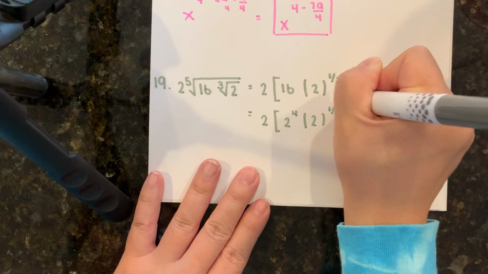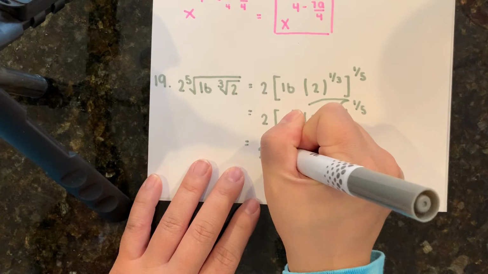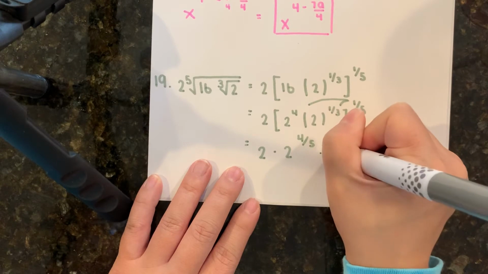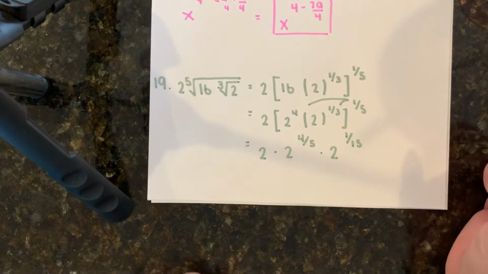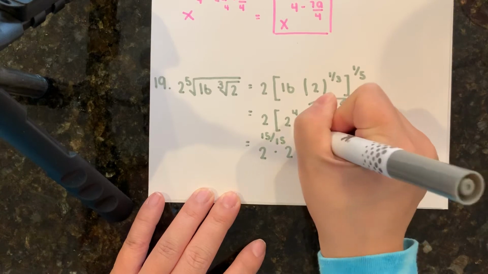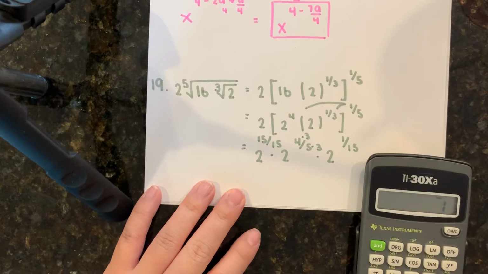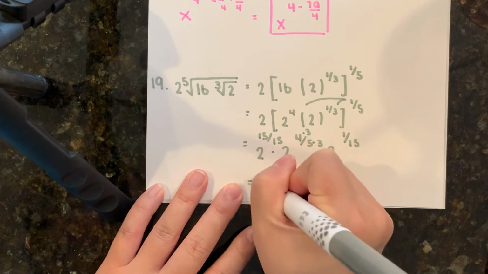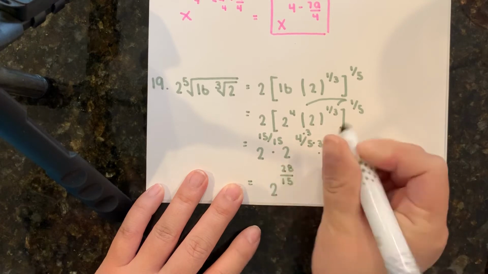Now I'm going to distribute my 1/5 to what's inside of the bracket. So I have 2 to the 1, then I have 2 to the 4 over 5, and then I have 2 to the 1 over 15. So the common denominator is obviously going to be 15. So this one's going to be 15 over 15, 12 over 15, and 1 over 15. So I had 15 plus 12 plus 1, which is going to be 28. So this would be 2 to the 28 over 15.